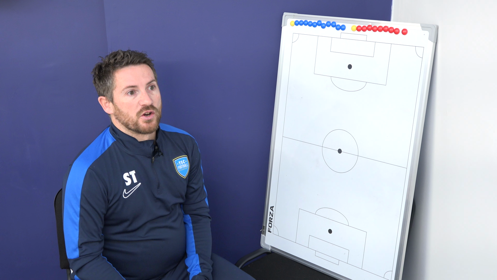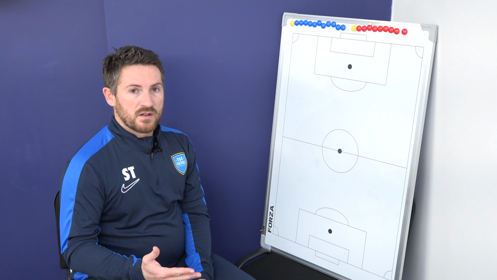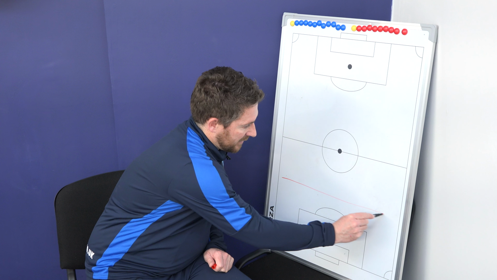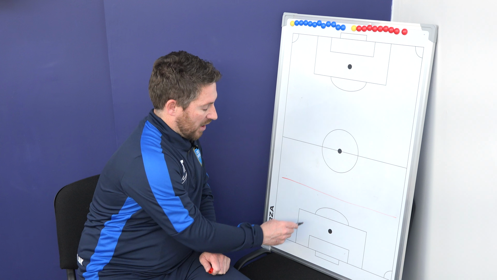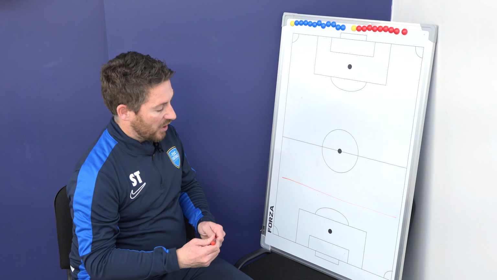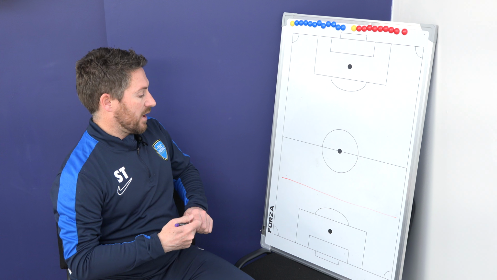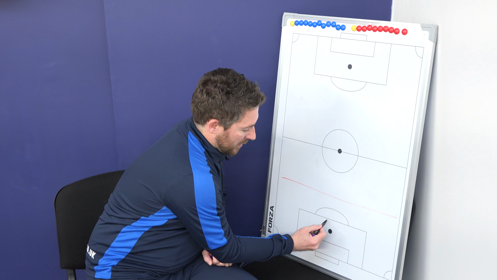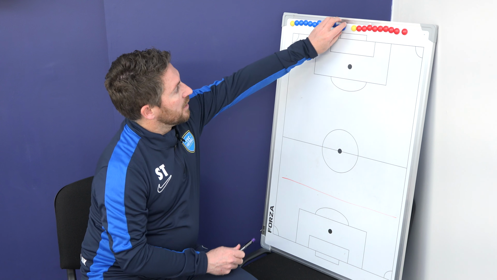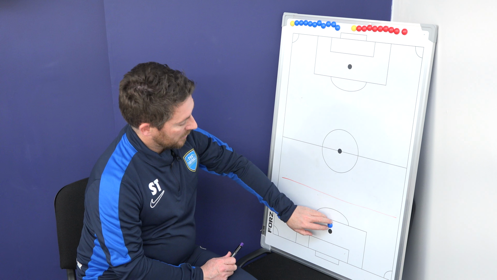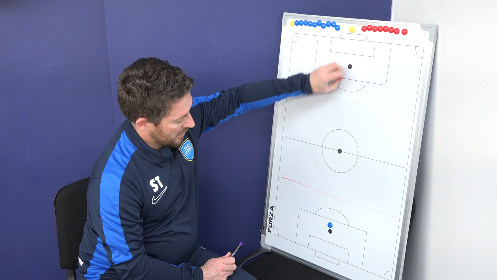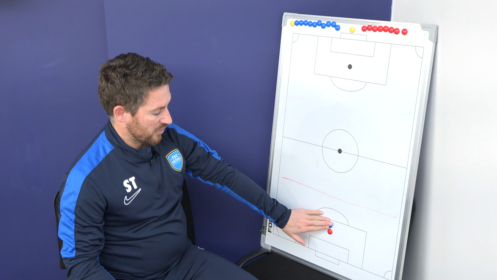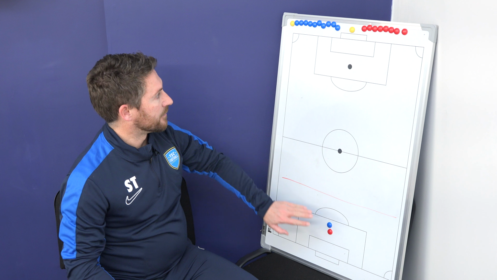So if you're working on finishing, you should always be setting a finishing practice up in this area of the pitch. Okay, ideally in the penalty area, but it depends what type of finishing you're working on. So if I was going to work on 1v1 finishing, where I was going to have a striker, my blue team of the strikers, and a defender, I want this practice in and around the penalty area, because that's where my striker is going to be finishing.